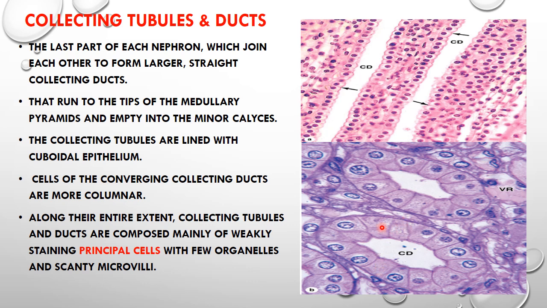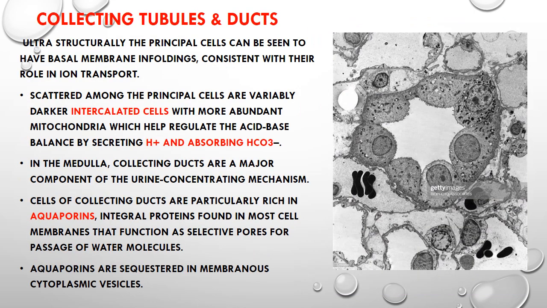These are the principal cells. Ultrastructurally, the principal cells can be seen. They also have basal infoldings consistent with their role in ion transport. Scattered among these principal cells, there are also darker intercalated cells. They have abundant mitochondria, and they regulate the acid-base balance by secreting hydrogen ions and absorbing bicarbonate.